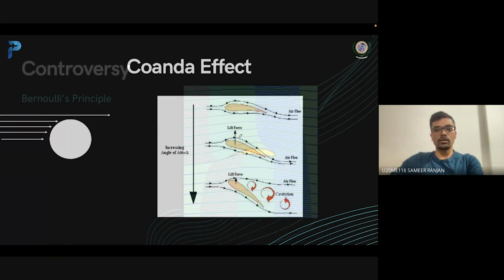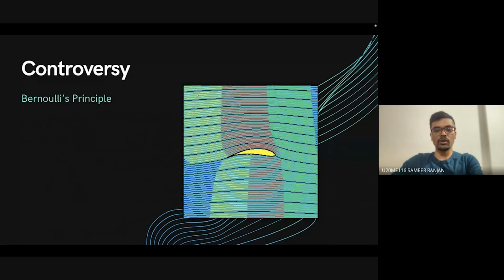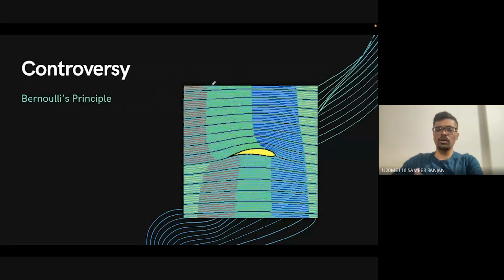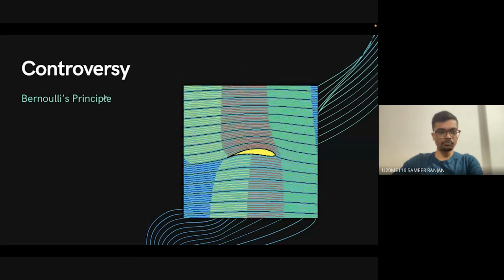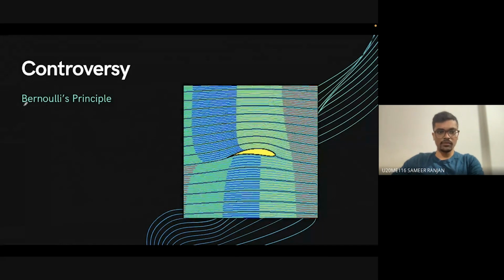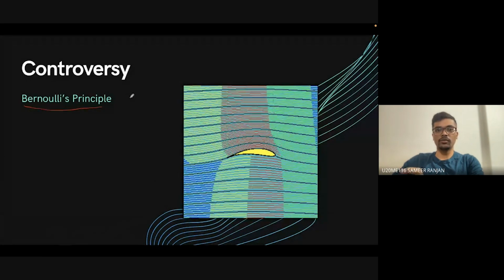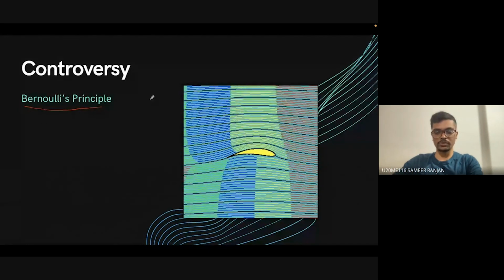Then, all these theories could not fully explain why lift is generated, because all of them had some controversy, some demerits, and let's see them one by one. So first of all, Bernoulli's principle: why couldn't we explain lift generation fully with Bernoulli's principle?